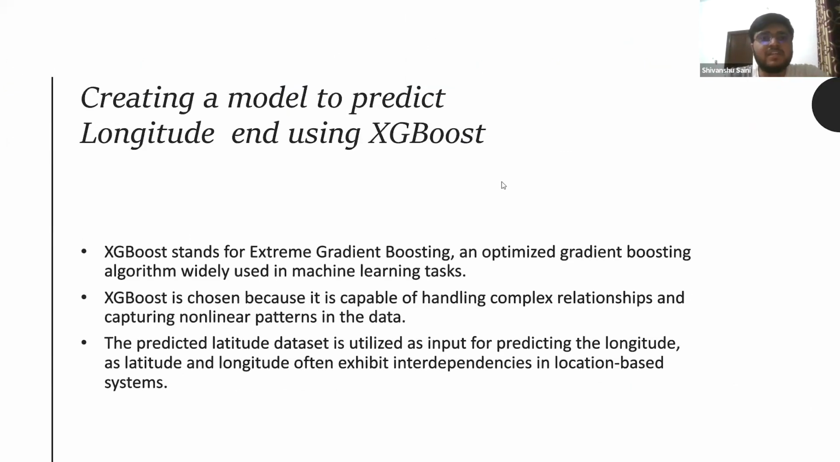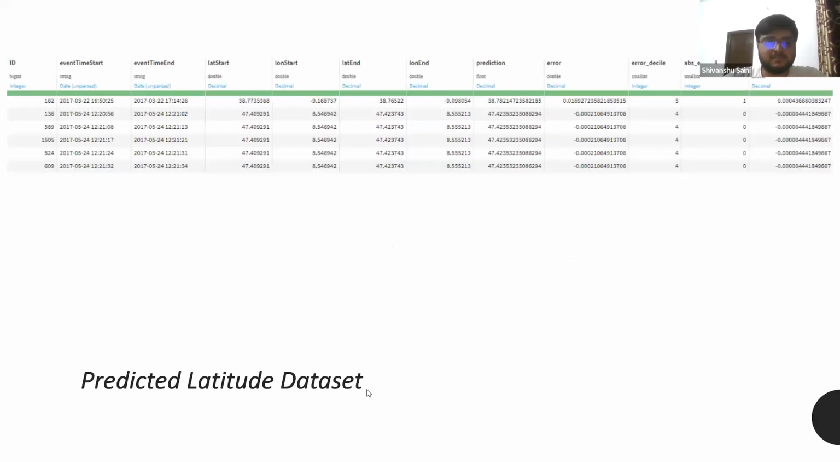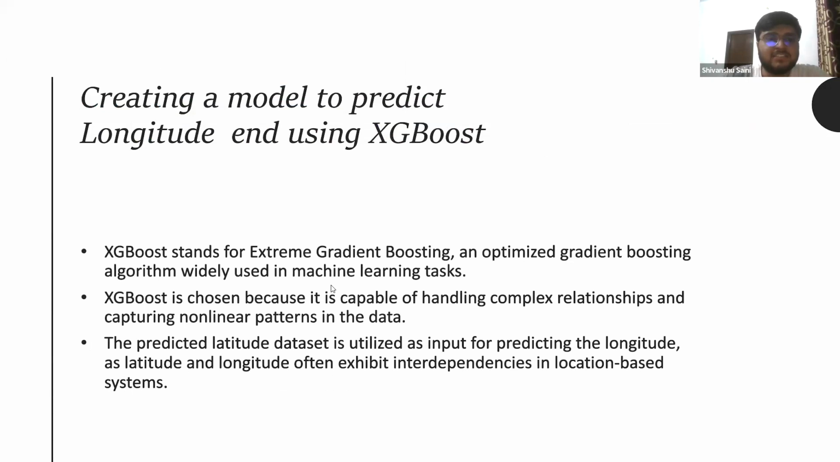Then we create a model to predict longitude using XGBoost, and the data set we have used here is the predicted latitude data set. XGBoost stands for extreme gradient boosting, an optimized gradient boosting algorithm widely used in machine learning tasks. Why have I chosen XGBoost for this task? XGBoost is chosen because it is capable of handling complex relationships and capturing non-linear patterns in data. The predicted latitude data set is utilized as input for predicting the longitude, and latitude and longitude often exhibit interdependencies in location-based systems.